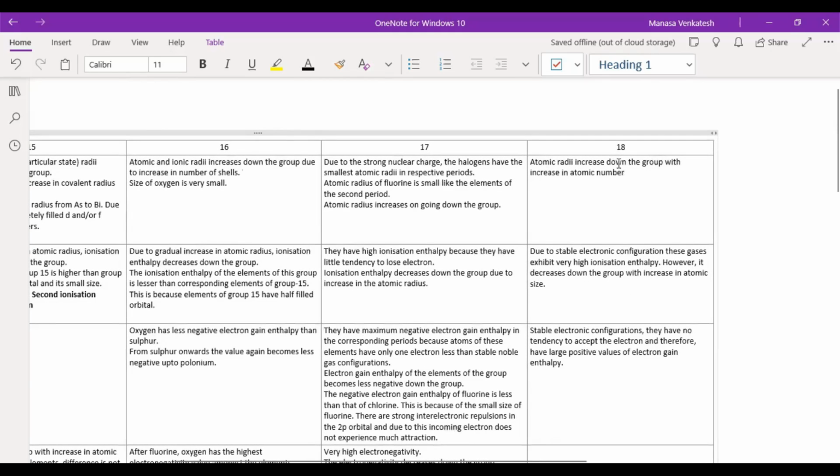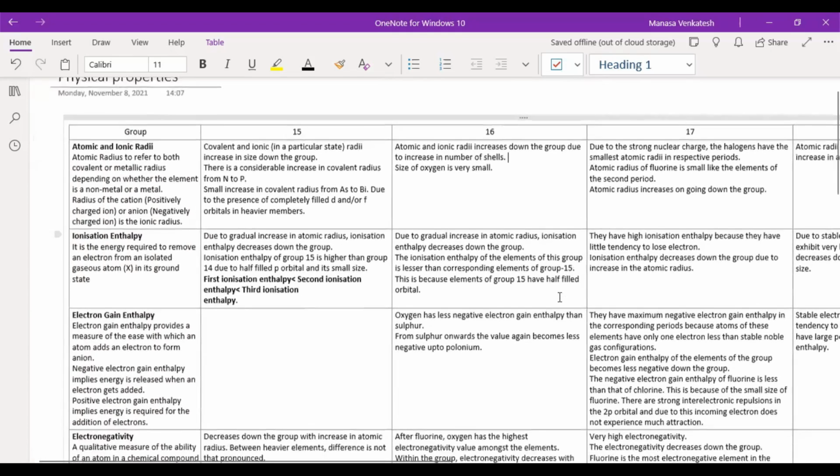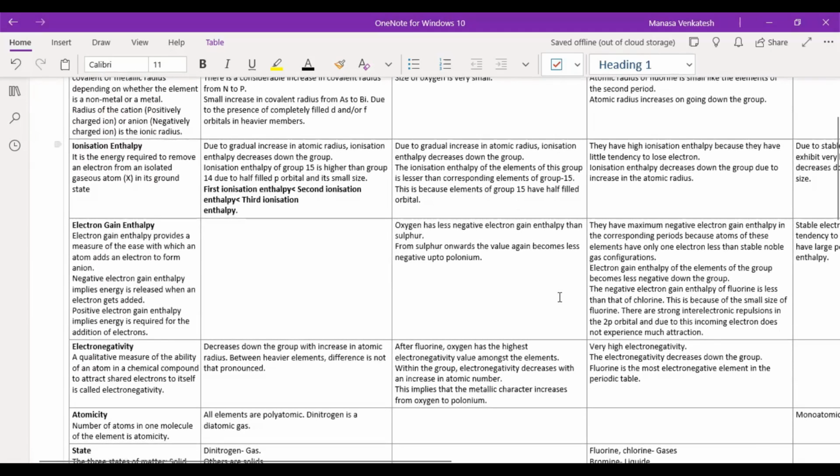Now, in case of group 18, that is our noble gases, they have a very stable electronic configuration. So they have very less tendency to lose the electron. So they will have a very high ionization enthalpy. But the ionization enthalpy, again, in this case, will decrease on going down the group due to increase in atomic size. So this one statement, decrease of ionization enthalpy due to increase in the atomic radius, is common for all of these four groups. Next is electron gain enthalpy.